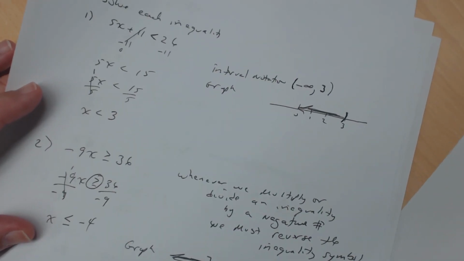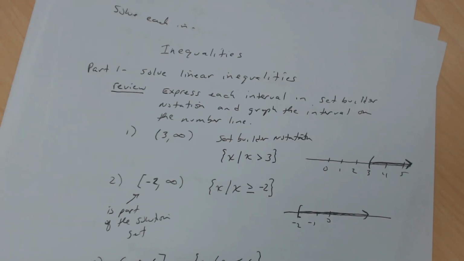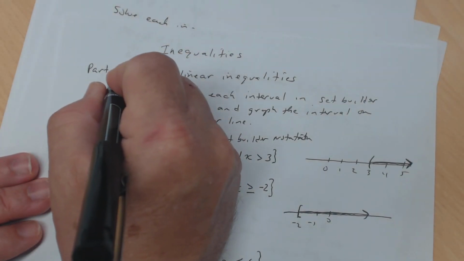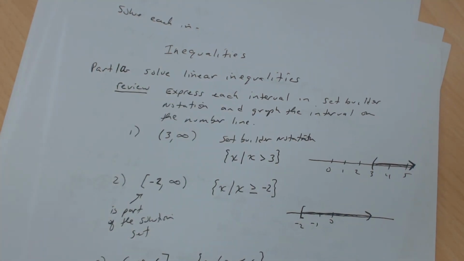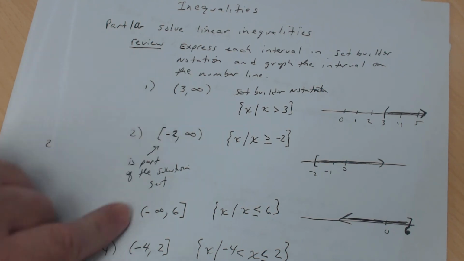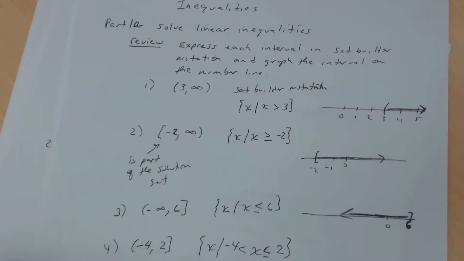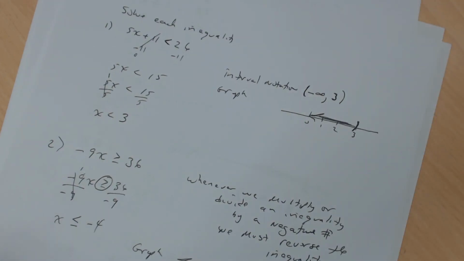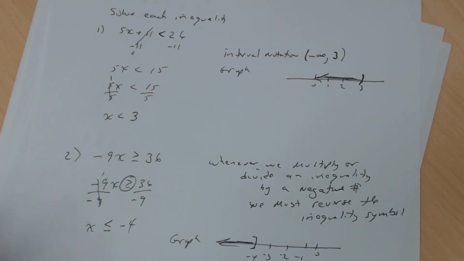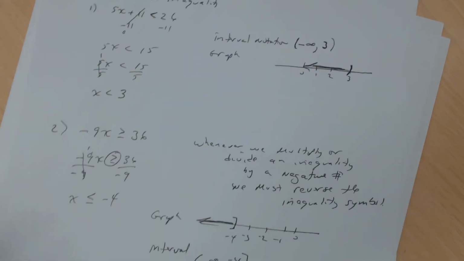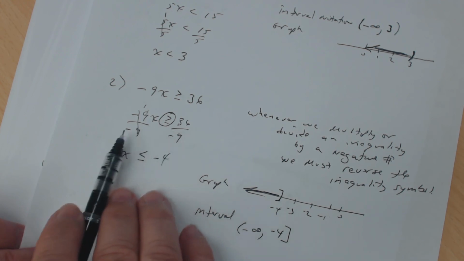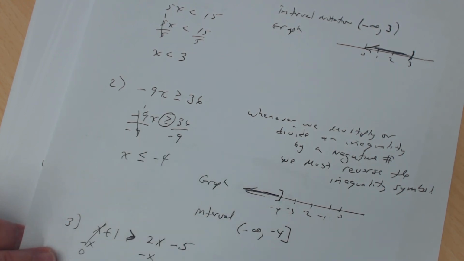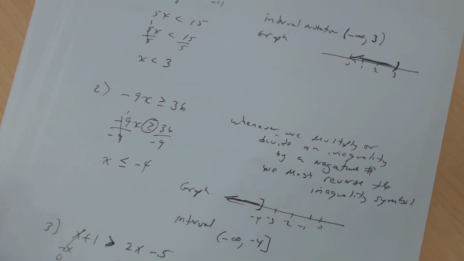Okay, so basically this is part 1, and I'm going to go ahead and call this part 1A. So in part 1A, we solved linear inequalities. We talked about how to write intervals in set builder notation and what the graph looks like. Then we started solving simple linear inequalities. These are all linear inequalities. And we saw that whenever we multiply or divide an inequality by a negative number, we have to reverse the inequality symbol. So greater than or equal to becomes less than or equal to, less than becomes greater than, and so on.